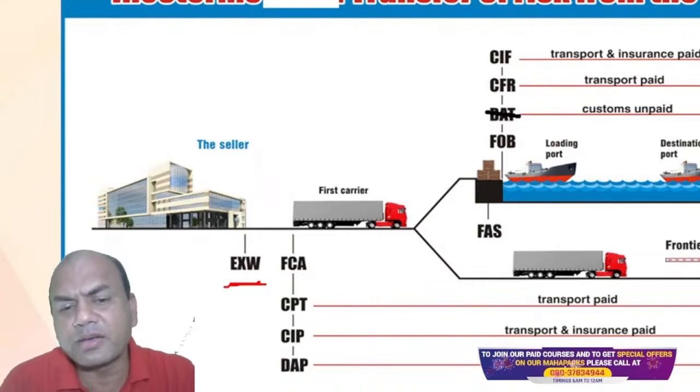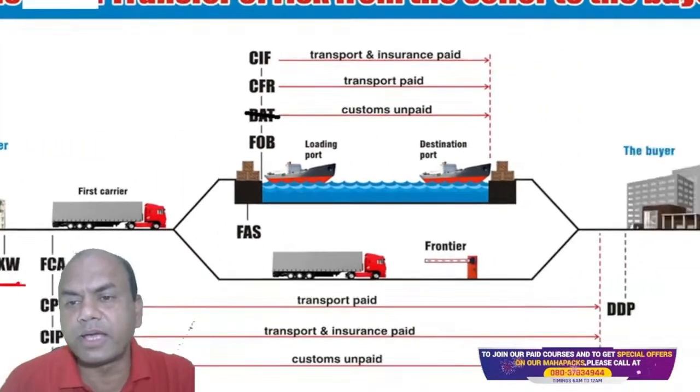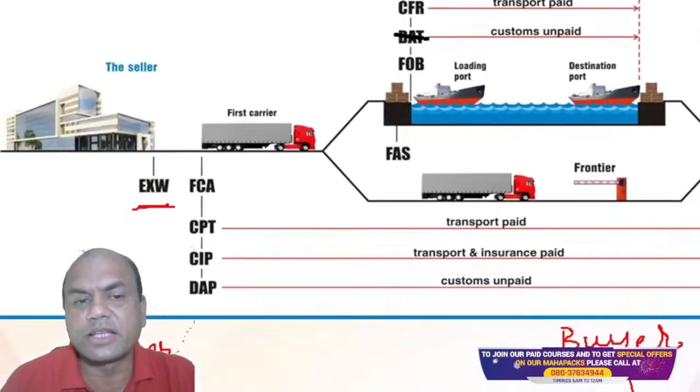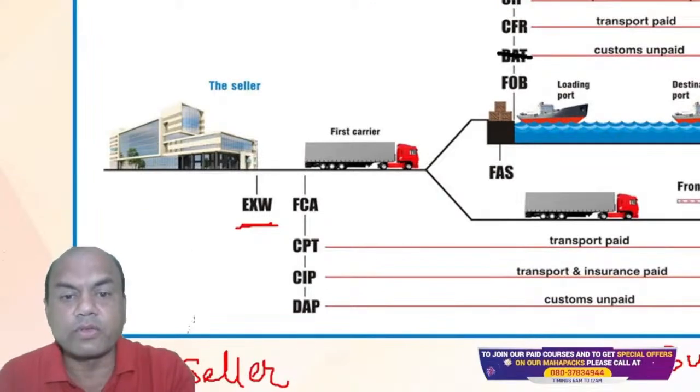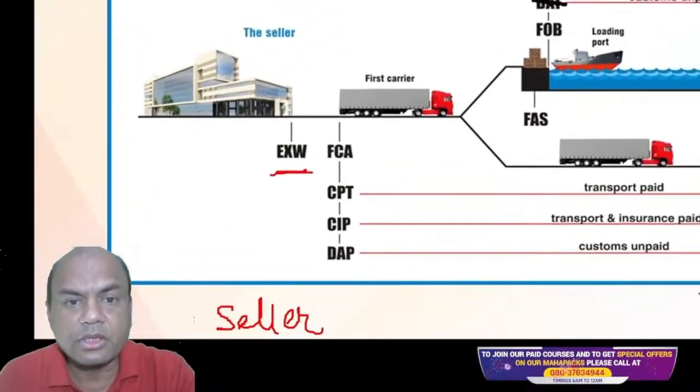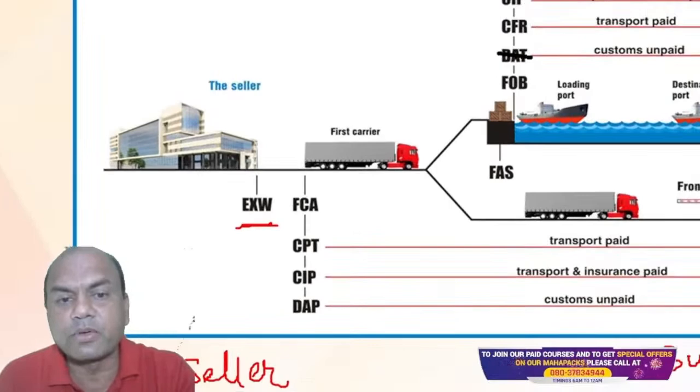Then comes a bit higher. Now the buyer is in, let's say, USA. Seller is in, let's say, India. Okay. In that case, what will the buyer do? What will the buyer do over here?